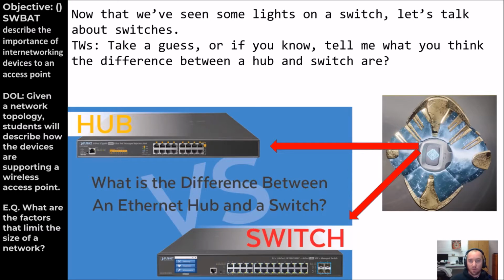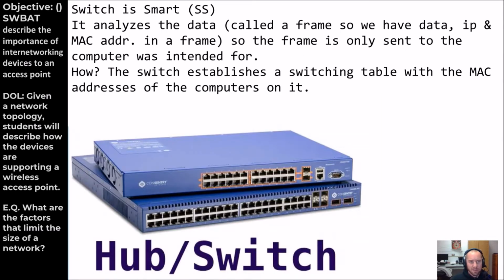Take a guess, or if you know, tell me what you think the difference between a hub and a switch is. The easy way to remember this is the switch is smart. It analyzes the data, called a frame, so we have data, IP, and a MAC address inside of a frame. So the switch looks at the frame and analyzes it, while the hub just gets it and shoots it back out. It's a repeater. It's just increasing its signal.